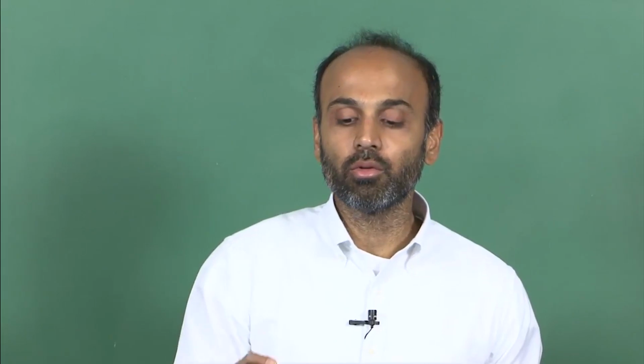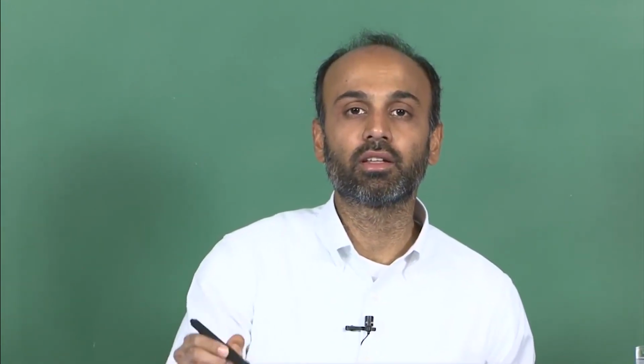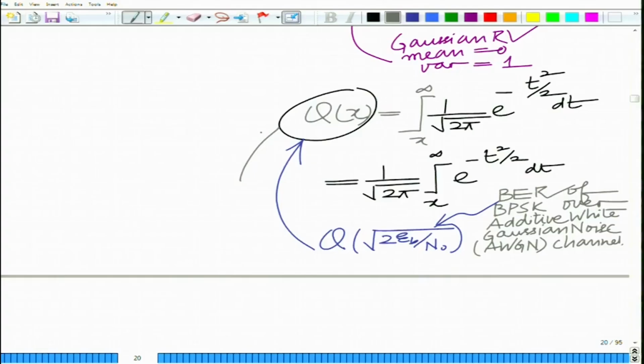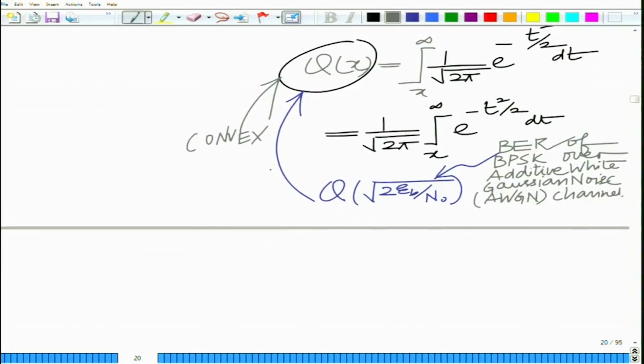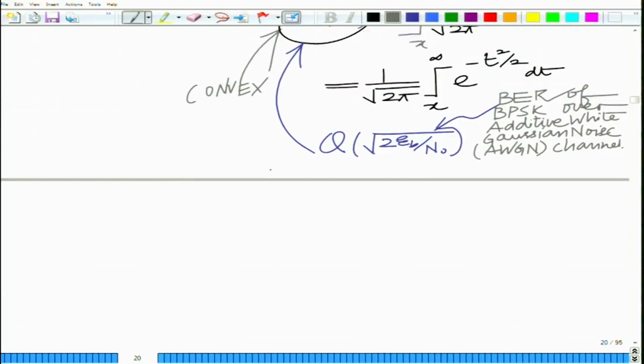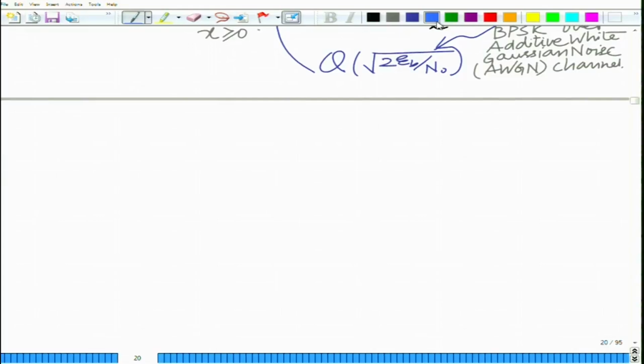All right. So, now what we want to show is that this Q function, which has a lot of practical applications, is convex. We want to demonstrate that it is convex, and in fact it is convex for x greater than or equal to 0. This is a slight qualification: it is not convex over the entire x, only for x greater than or equal to 0.